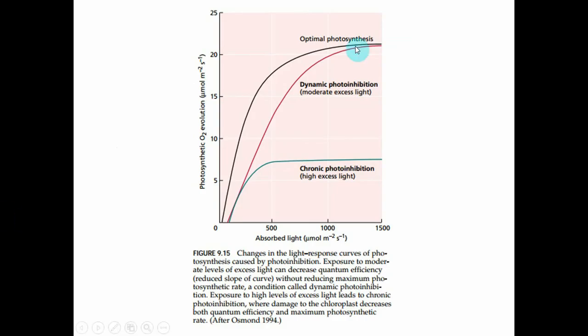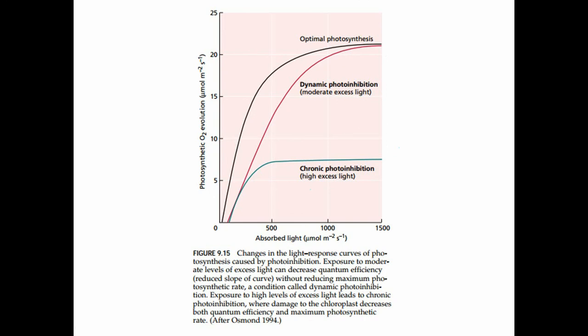So you get this photosynthetic process over here, absorbed light. With dynamic inhibition, we're reaching this point a lot later than we would have in optimal conditions, whereas with chronic photoinhibition, it's dead.